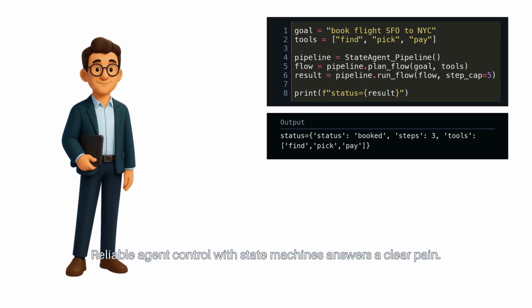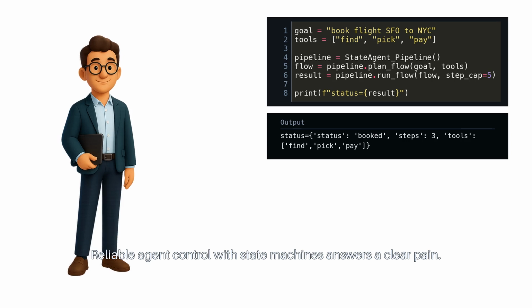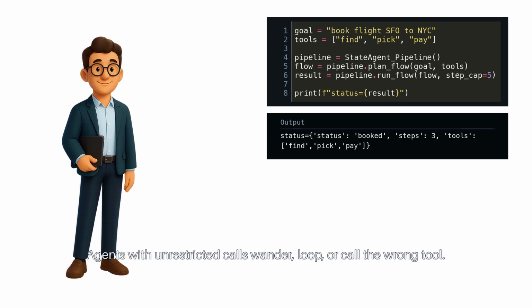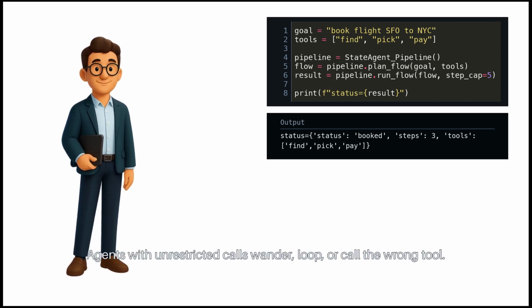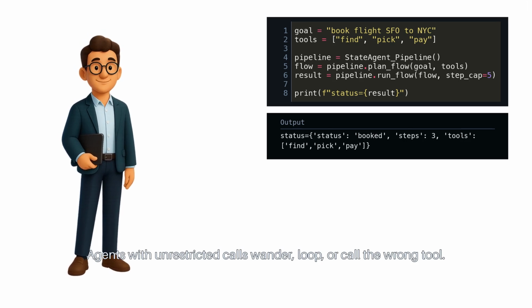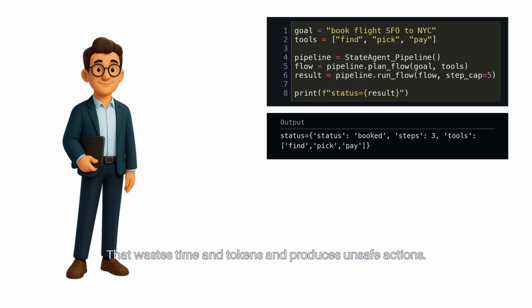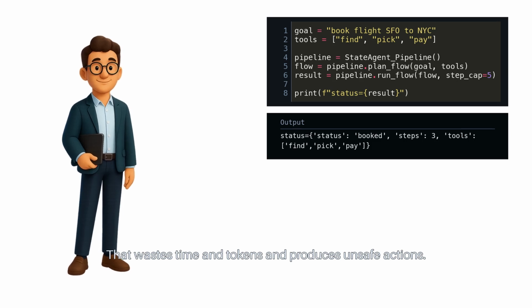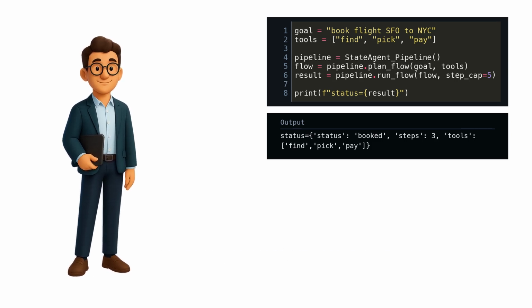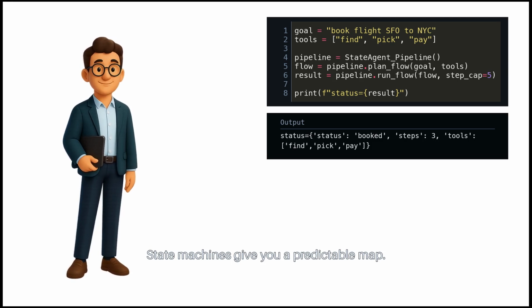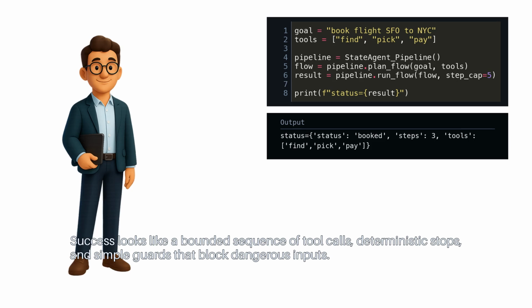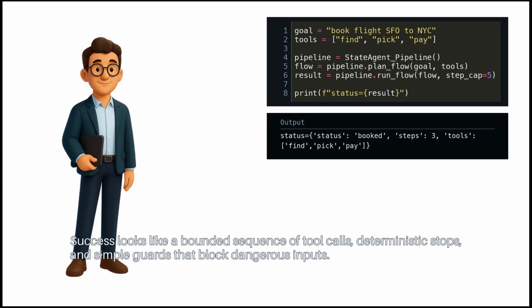Reliable agent control with state machines answers a clear pain. Agents with unrestricted calls wander, loop, or call the wrong tool. That wastes time and tokens and produces unsafe actions. State machines give you a predictable map. Success looks like a bounded sequence of tool calls, deterministic stops, and simple guards that block dangerous inputs.